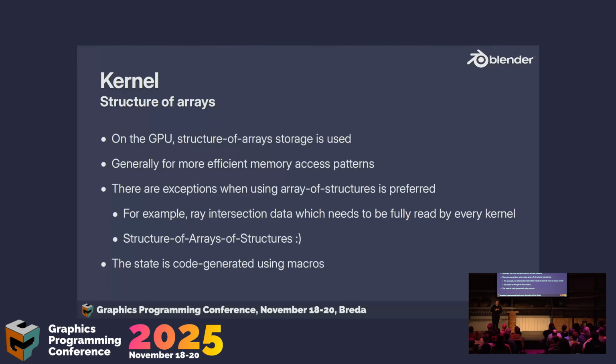And to mitigate the difference between CPU and GPU, which is a different layout, it's code generated using quite some preprocessor magic. But it all happens in one pass. So I think some other render engines use an external Python script parser to generate this state, but for us it's just the preprocessor magic to either generate structure of arrays or array of structures.